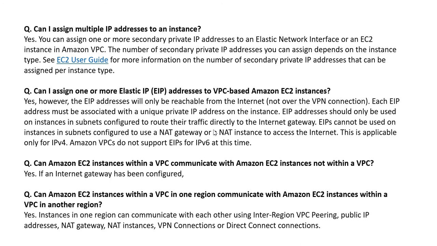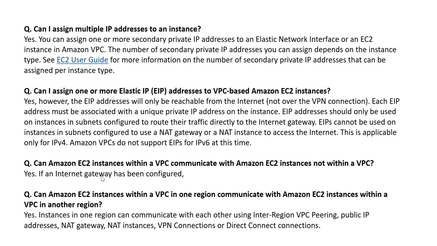Okay. Can Amazon EC2 instances within a VPC communicate with Amazon EC2 instances not within the VPC? It can communicate, but you need an internet gateway. So always remember, if something is not within AWS, it always has to go over the internet, and the only way, for public subnets or instances with public IPs, is via internet gateways.